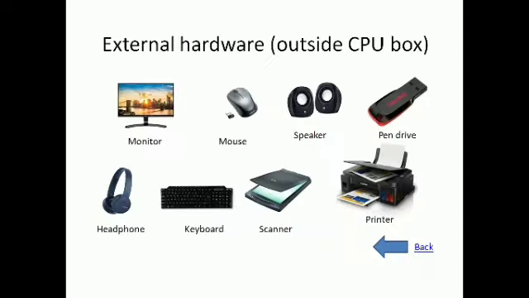The hardware part that you see outside the CPU box is called external hardware. For example, monitor, mouse, speaker, pen drive, headphone, keyboard, scanner, printer, etc. All these are examples of external hardware, that is, the components or peripherals that you connect outside the CPU box.